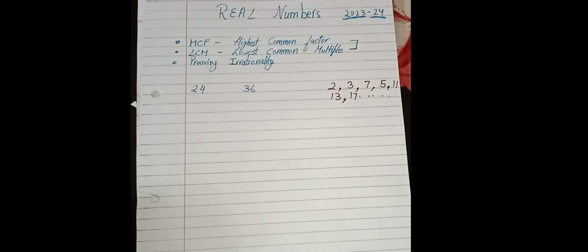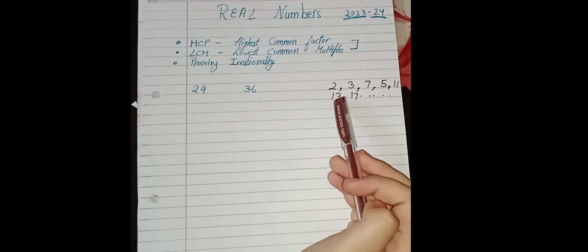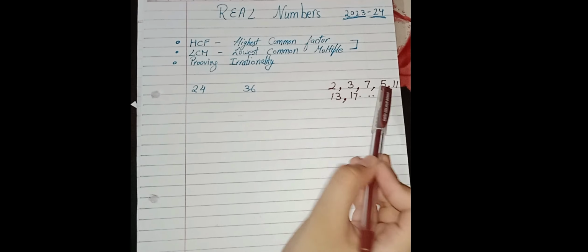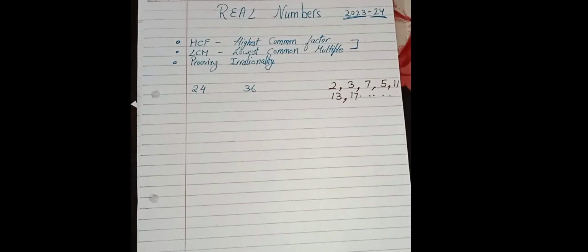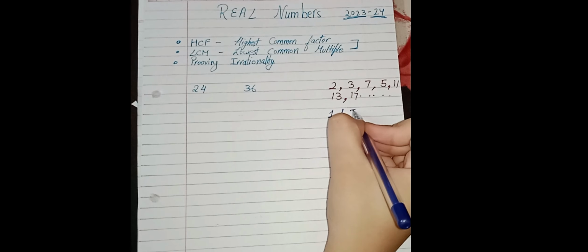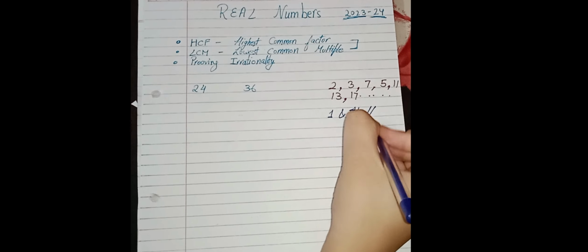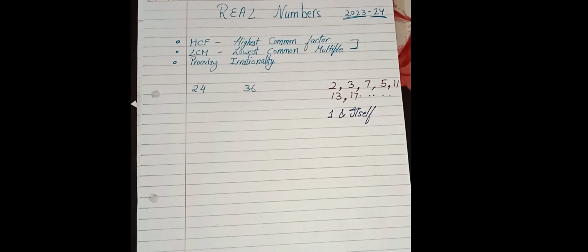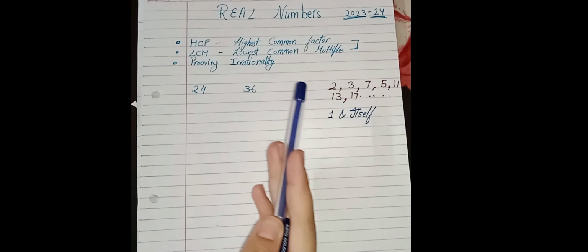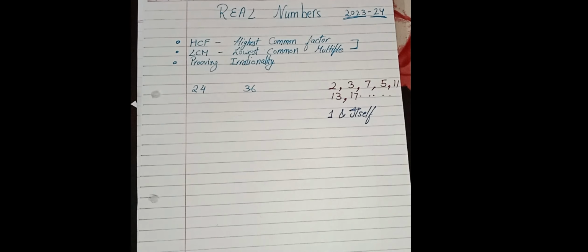By seeing these numbers, you might guess that they aren't multiples of any other number. Like 5 doesn't come in any table other than 5 and 1. So prime numbers are basically the numbers whose multiples are only 1 and the number itself. Like 2 only comes in the table of 2 and the table of 1. Same case for 3, 7, 5, 11, 13, 17. And there are many more, and while practicing we'll get to know what they are.